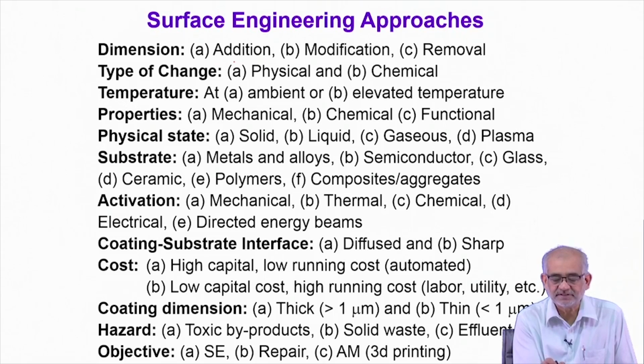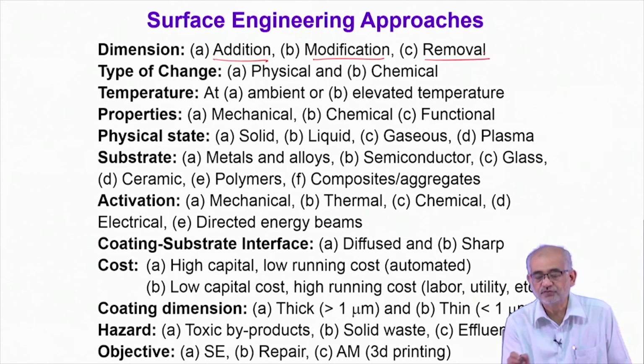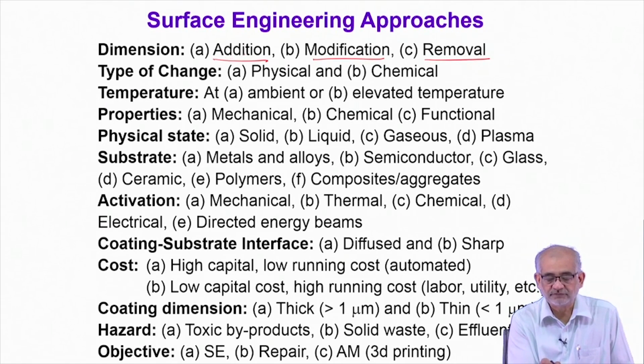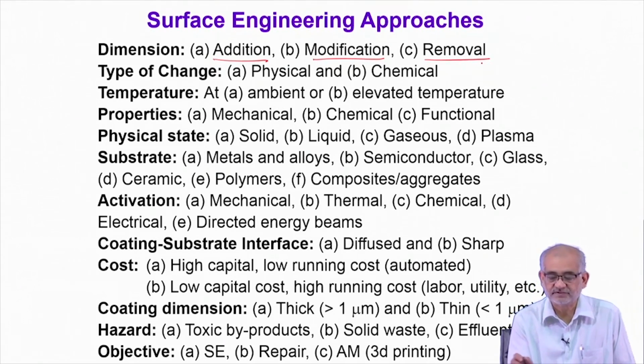So, in terms of dimension, we already classified them into possibilities where we add on, additive type, we only modify, don't change the dimension, or we remove from the surface, typically like polishing, grinding. So, when we coat and deposit or clad, then we are doing addition. When we only change the microstructure and not change the composition, or not change the dimension, then we say simply modification, or when we remove, then we say removal types of processes.